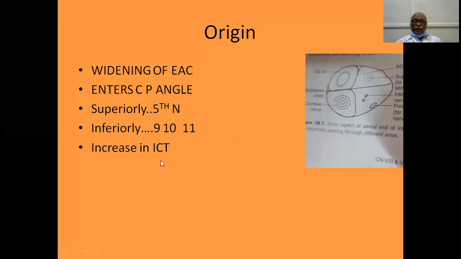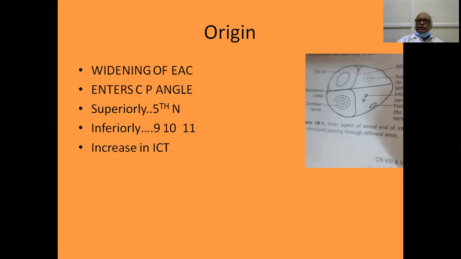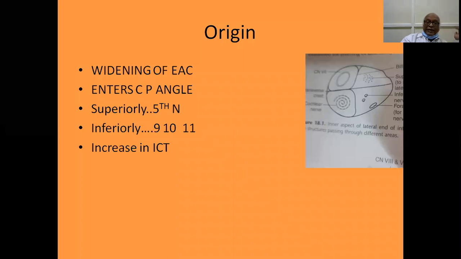Now, if the tumor is very large and occupies the entire cerebellopontine angle and applies pressure on the brainstem, as a result, it may produce symptoms and signs of raised intracranial tension. What are the symptoms of raised intracranial tension? Projectile vomiting, that is, vomiting not preceded by nausea, severe headache, and papilledema in the eyes. These are the symptoms and signs of raised intracranial tension.